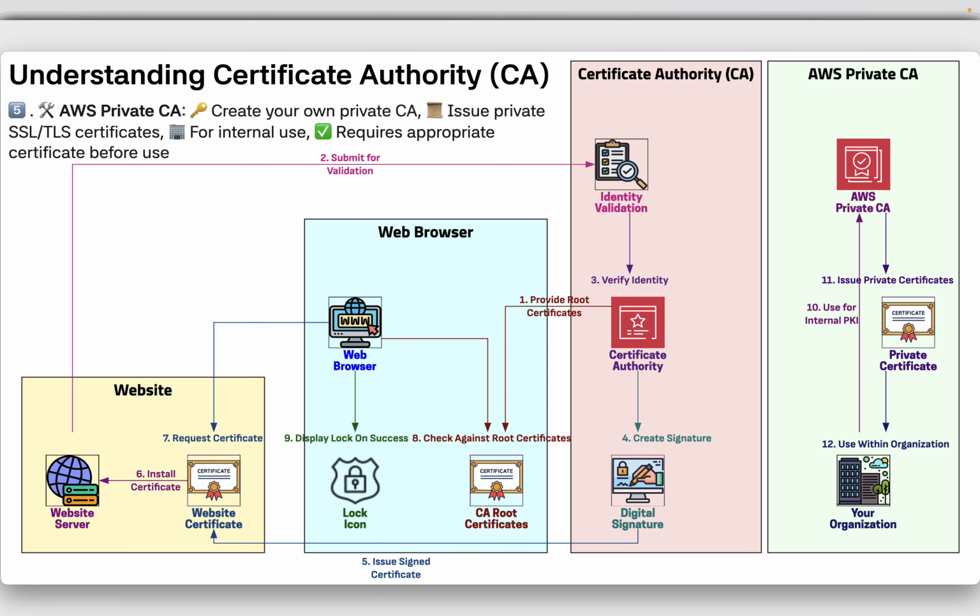AWS Private CA lets you create your own private CA, which you can then use to issue private SSL and TLS certificates. These are for use inside your organization because they are private, and before using a CA, you must create the appropriate certificate.